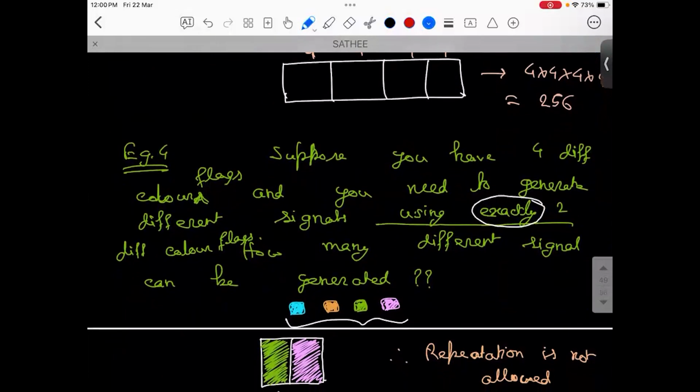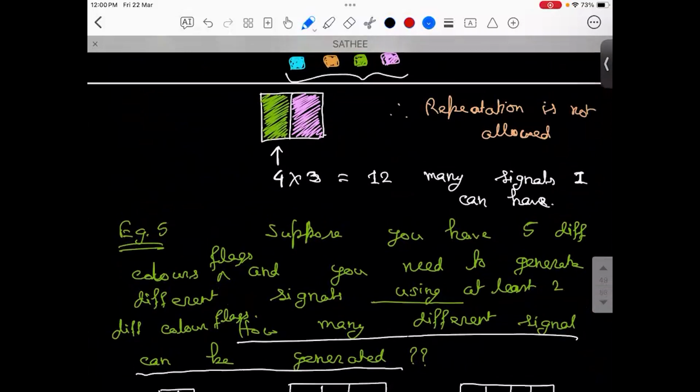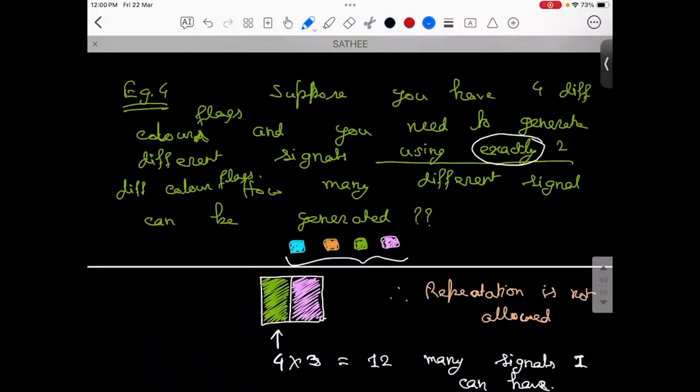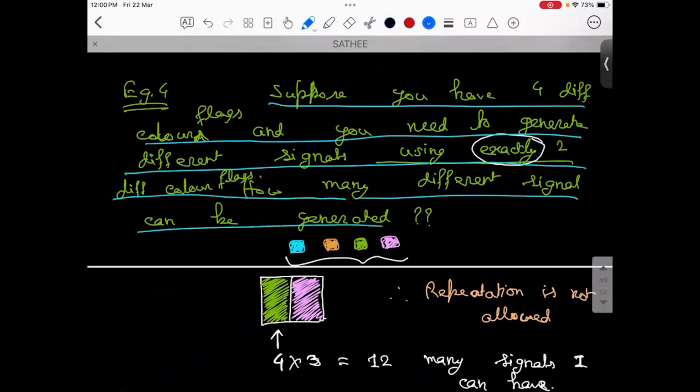Let us understand this one. Here is the example. Suppose you have four different color flags, and you need to generate different signals using exactly two different flags. How many different signals can be generated? Here we discussed in the last class that repetition is not allowed.